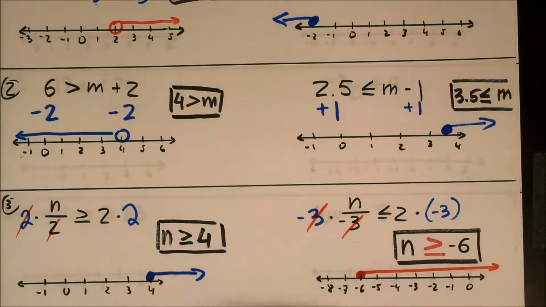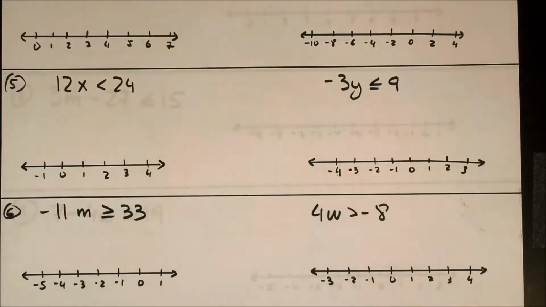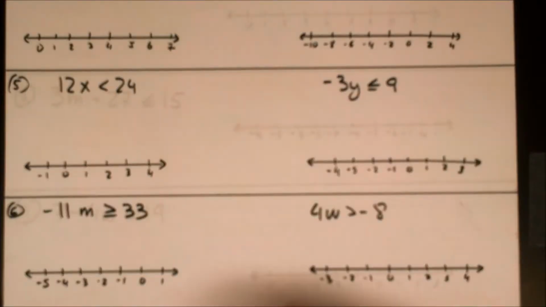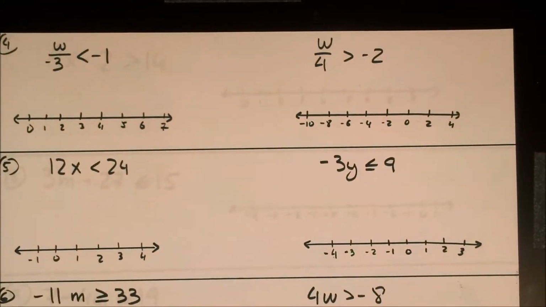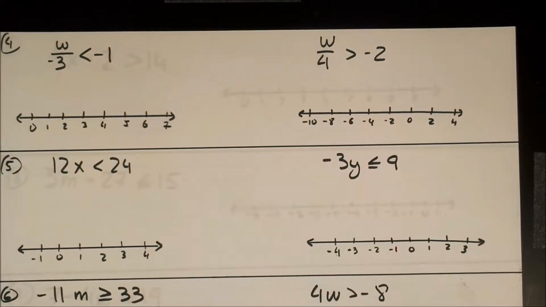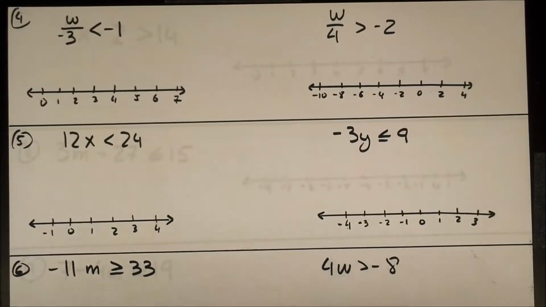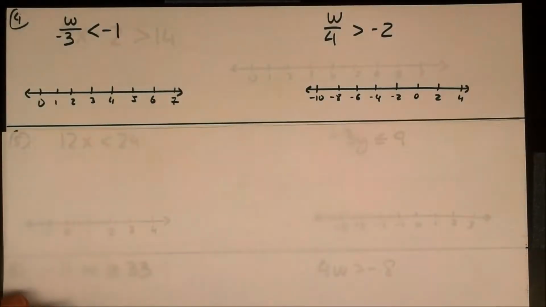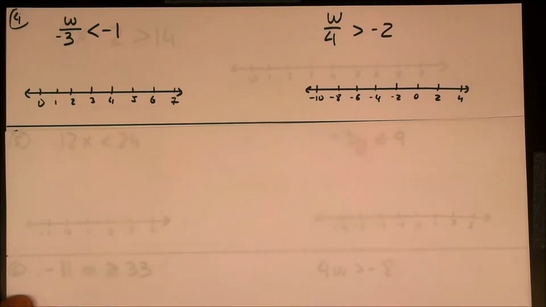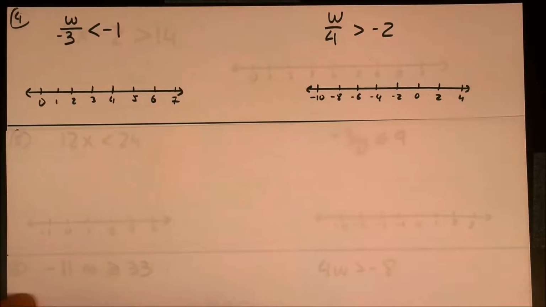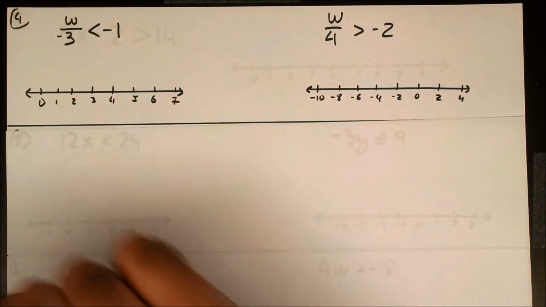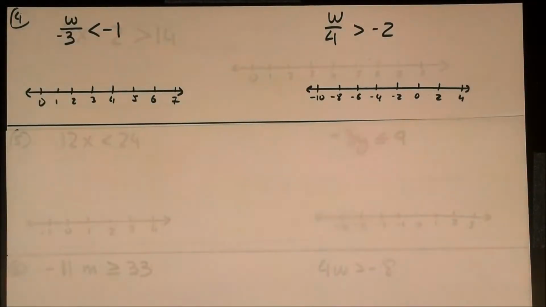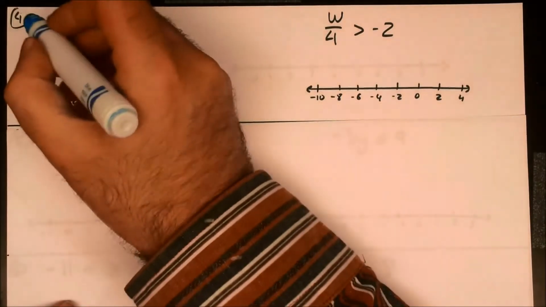All right, moving on to 4. With number 4, we have problems that are in many ways similar to the first few that we worked on just a little bit ago. At least, well, they're very similar to number 3. So I have w divided by negative 3, and I want to isolate the w. What is the opposite of being divided by negative 3? It's to multiply by negative 3.